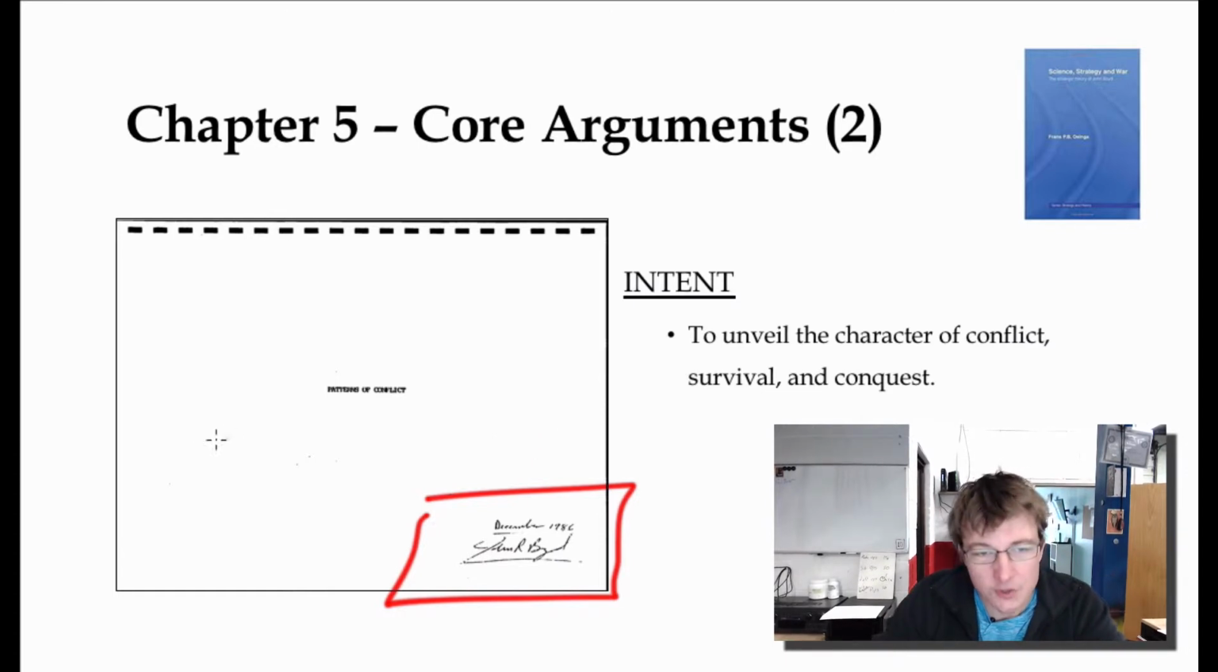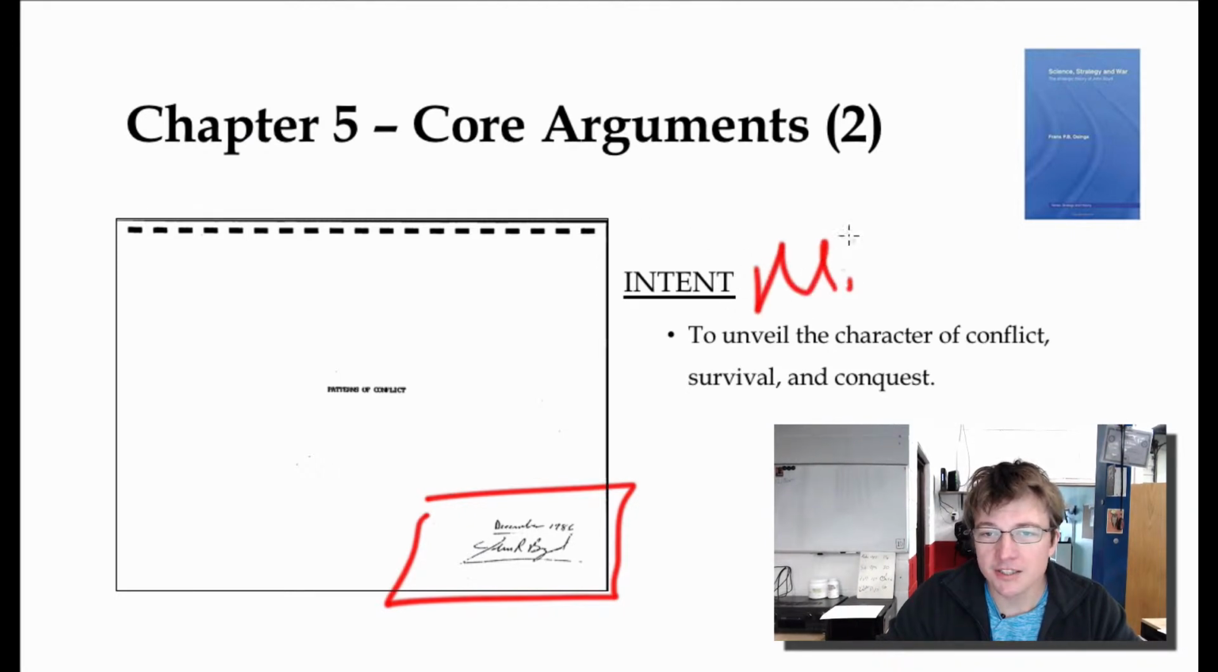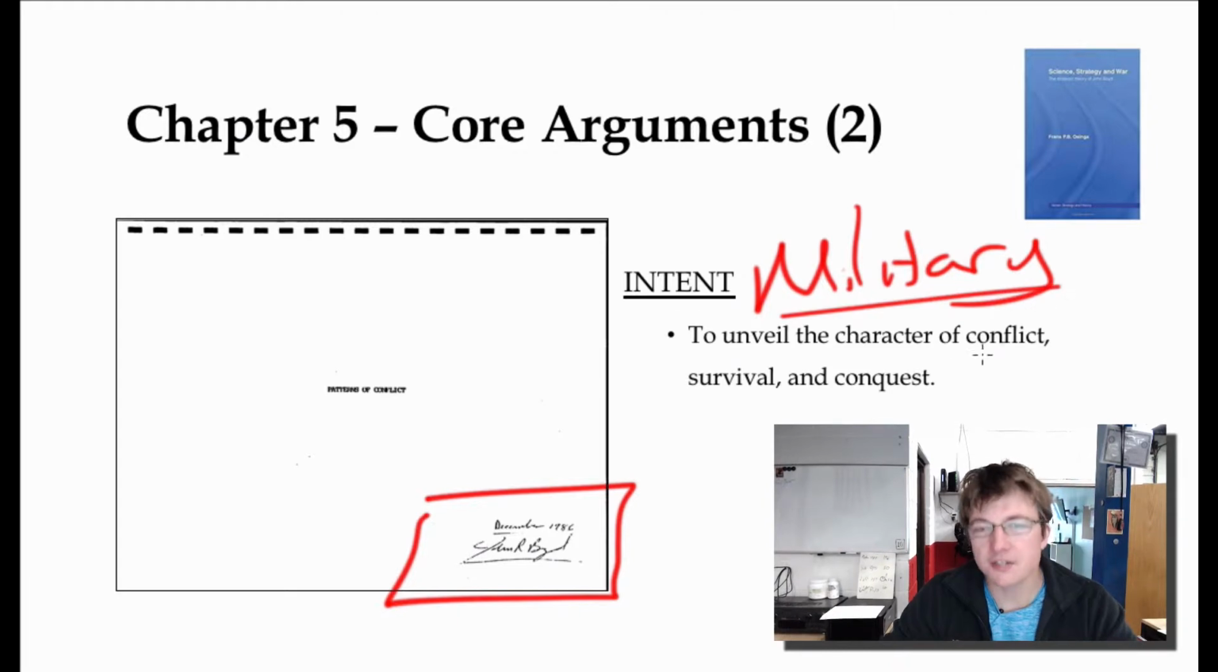So what is the point of Patterns of Conflict? What is Patterns of Conflict about? Ultimately, Boyd expresses to us that the intent of Patterns of Conflict is to unveil the character of conflict, survival, and conquest. Boyd's work is principally about the military nature of this idea, because that's the world that he comes from.